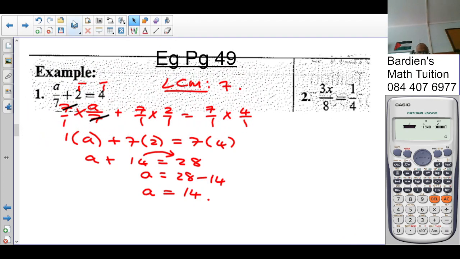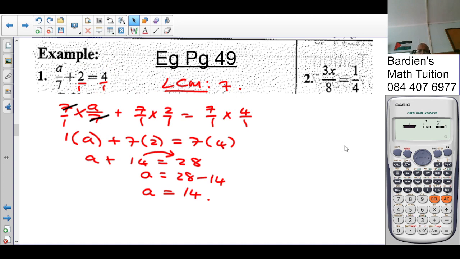Why is the 7 on top and then the 1 below? Because do you know why we got 7 as the LCM? Because it's the lowest common multiple. So if I write the number 2 as a fraction, it will simply be 2 over 1. That is why I put 7 over 1.